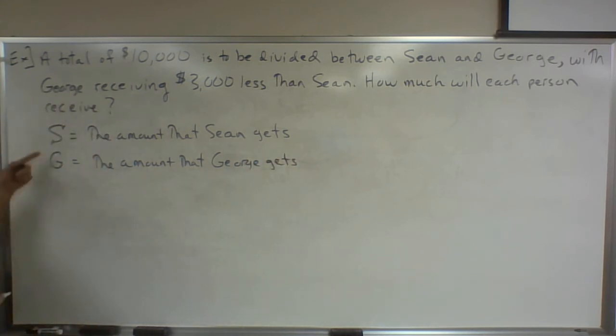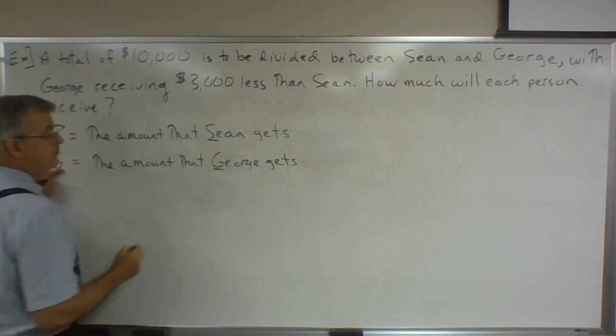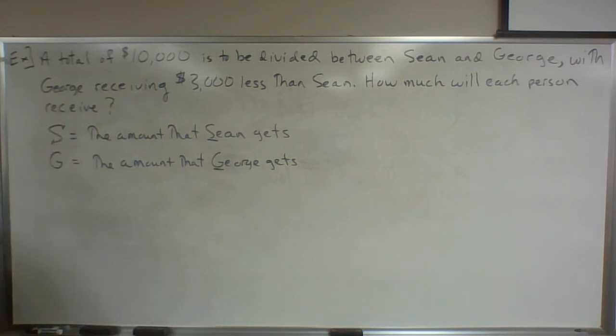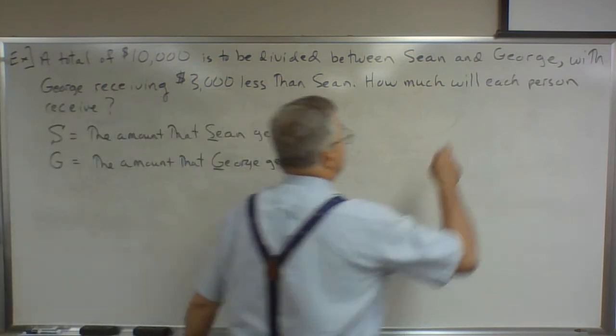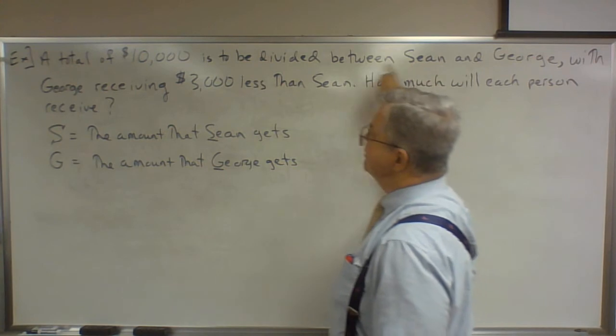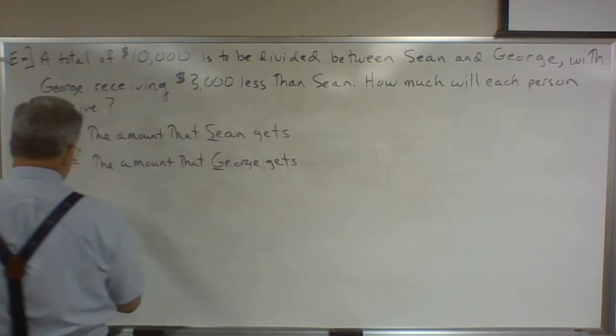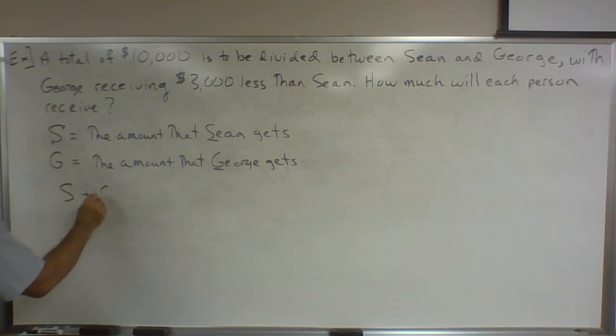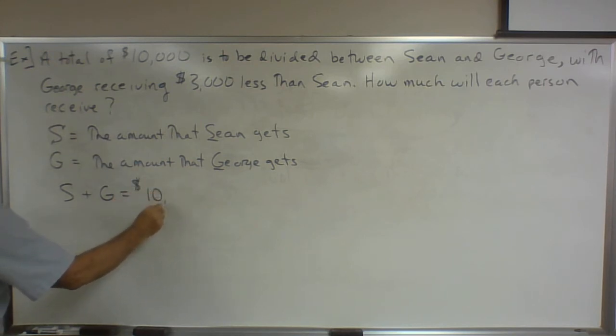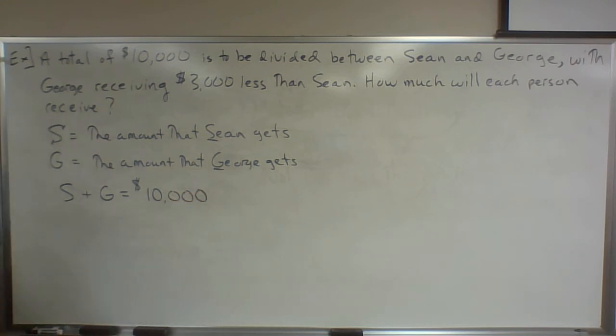So we might as well do it this way. S for Sean, S is the amount that Sean gets. G for George, G is the amount that George gets. The entire amount, $10,000, is distributed to Sean and George, although not equally. But this tells us that the amount that George gets and the amount that Sean gets add up to $10,000. So we have the amount that Sean gets plus the amount that George gets equaling $10,000.